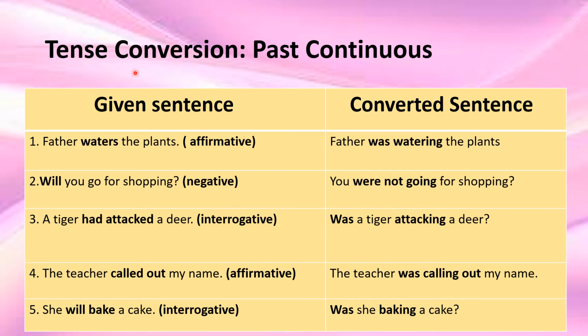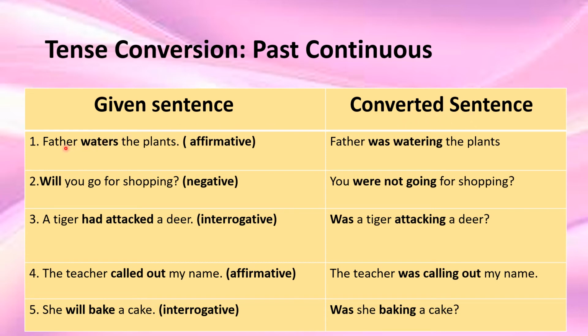Here is a bit more exercise. On left side, you are given sentences and you have to convert the given sentences into their affirmative, negative or interrogative forms of past continuous tense. And you can see that on right side, your converted sentences are written.